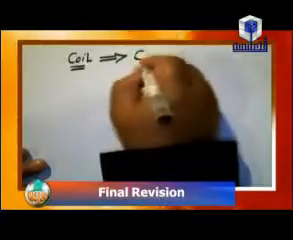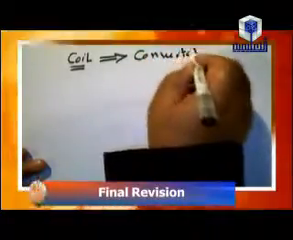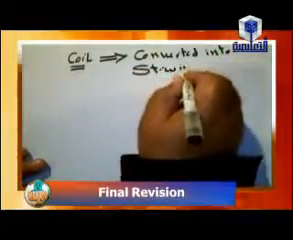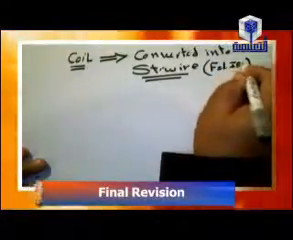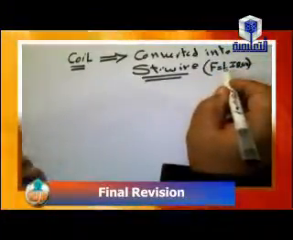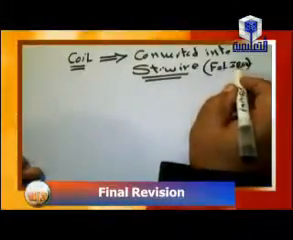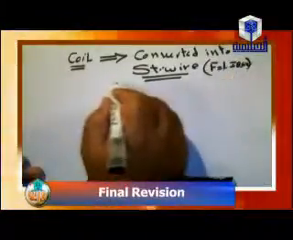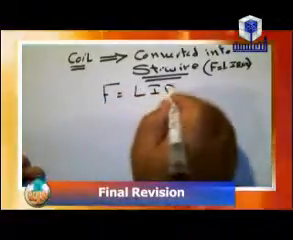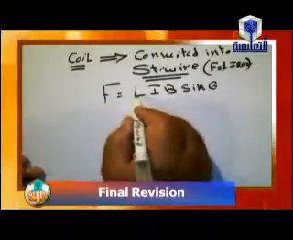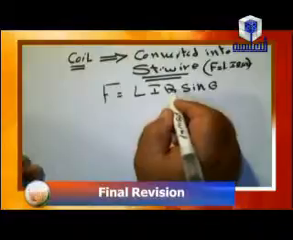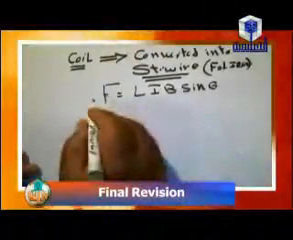The coil is converted or changed into a straight wire. And we know that the law of a straight wire to find the force is F equals LIB sine theta. So we must find the length and the current intensity and magnetic flux density in order to find the force. First, we find the magnetic flux density in the coil.